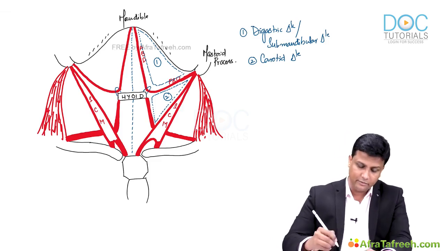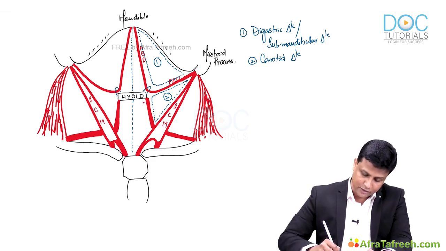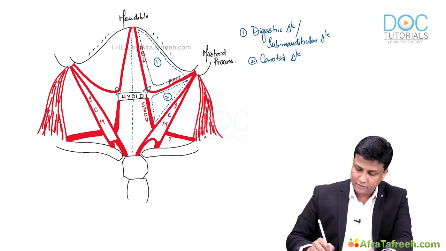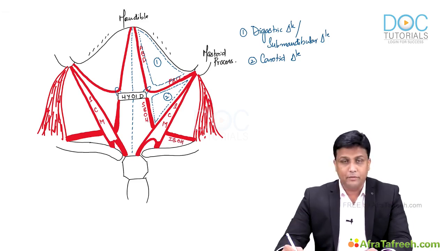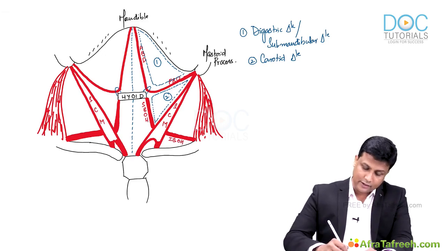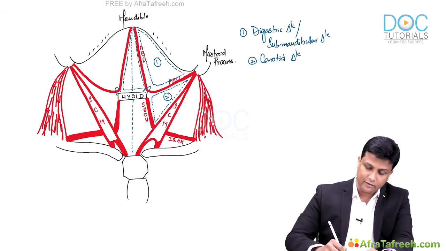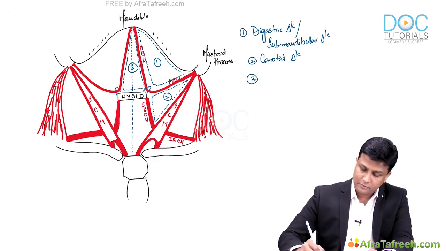If we have not written the name, let us write down here. This is superior belly of omohyoid, and this one here will be the inferior belly of omohyoid. Perfect. And now this triangle, on one side will be having the anterior belly of digastric. Similarly, we also have one on the other side, anterior belly of digastric, and then this hyoid bone here, and this is the triangle number 3, and this triangle number 3 here will be the submental triangle.